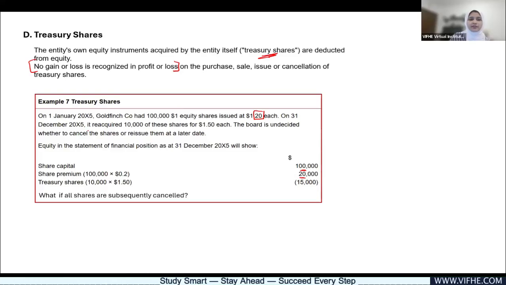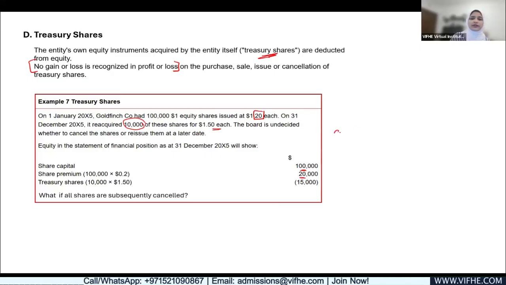Now, on 31st December 20x5, by the year end, it reacquired 10,000 of these shares for 1.5 each. So whoever the shareholders were, it made a payment of 1.5. Probably the market price is 1.5. So it purchased back from them at 1.5 for the 10,000 shares. So 10,000 shares into 1.5, 15,000.